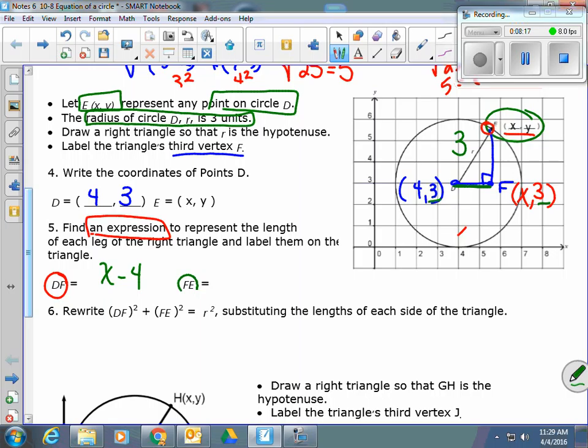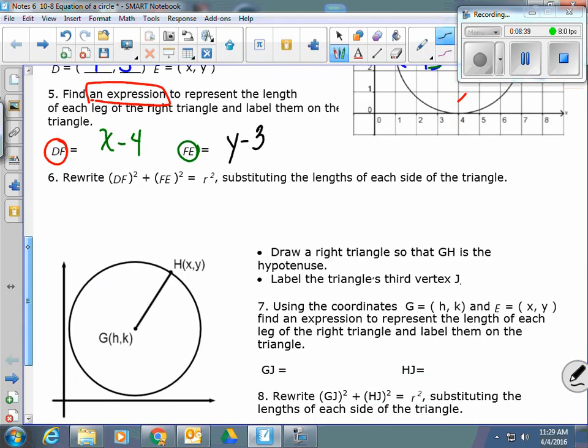Okay? Now if I'm going to do FE, I'm going to be looking at this line. Which one's the same on these two? The X's, right? So we're going to ignore the X's. So what would my expression be for the other one? Y minus 3. Very good. Everybody okay with what I did so far? Okay?